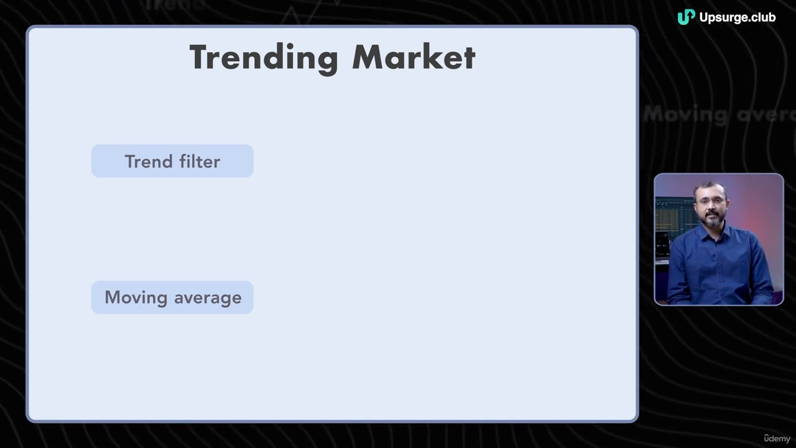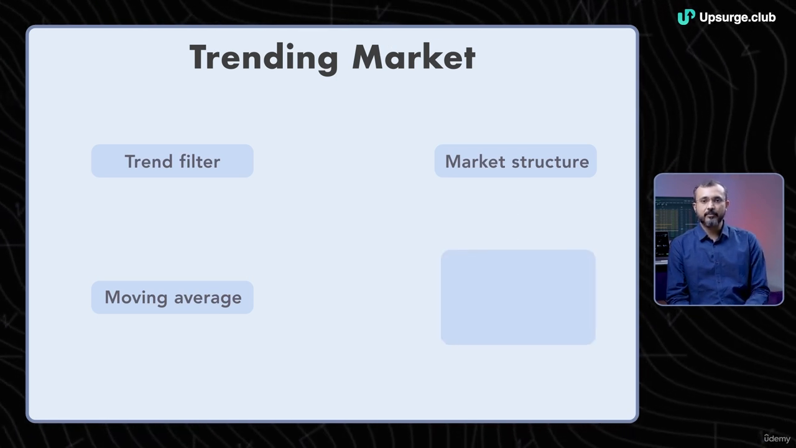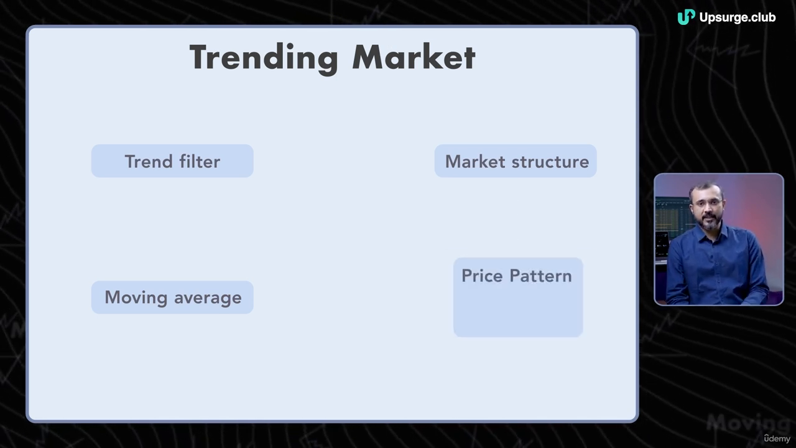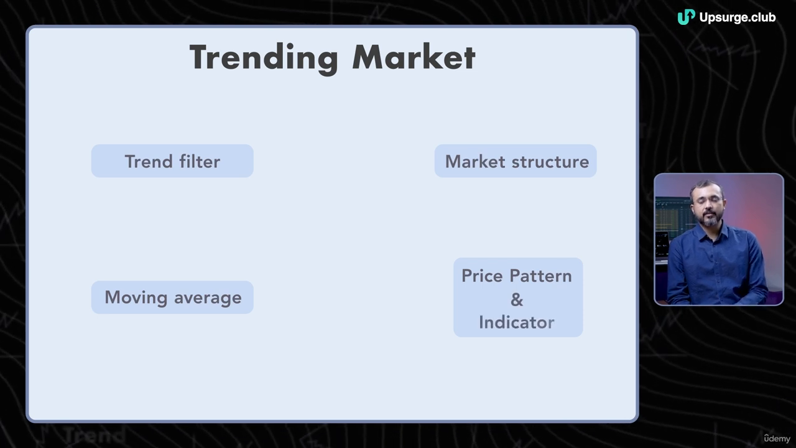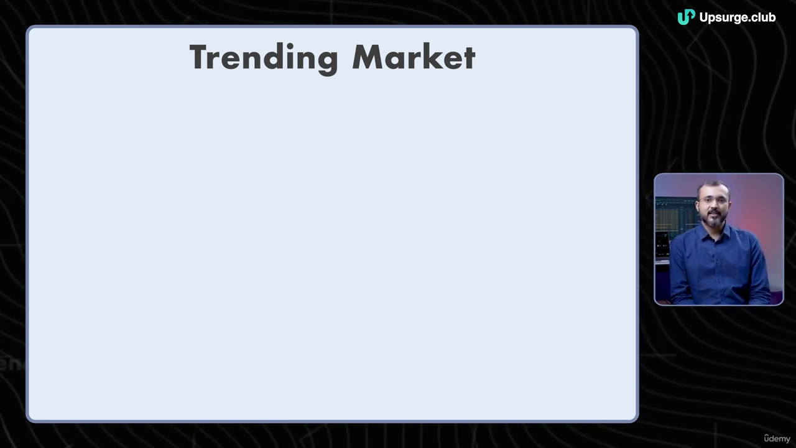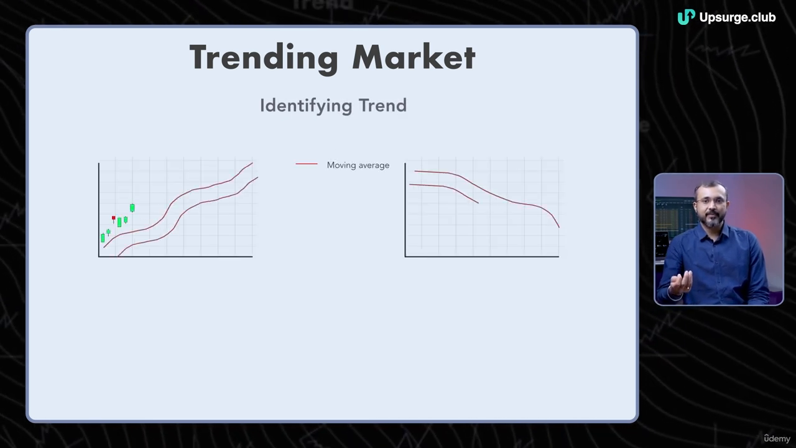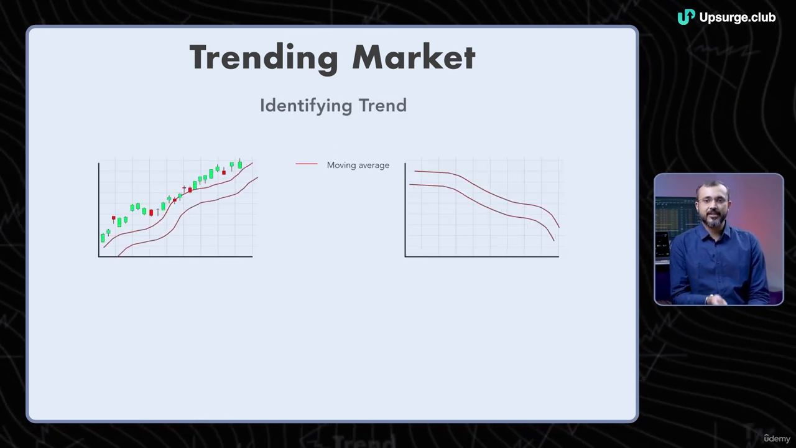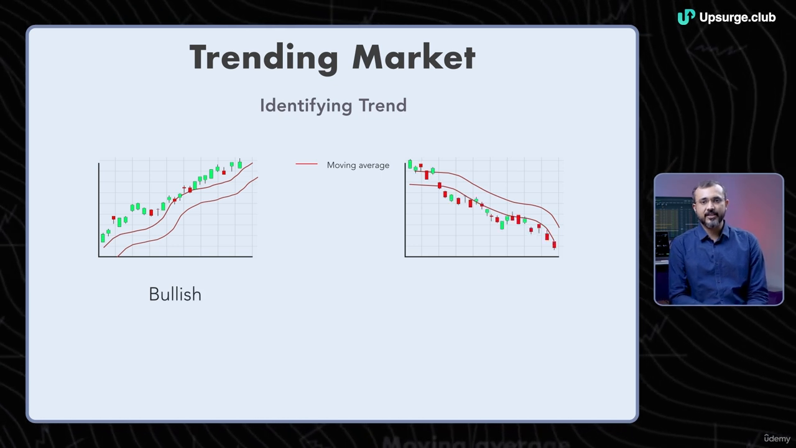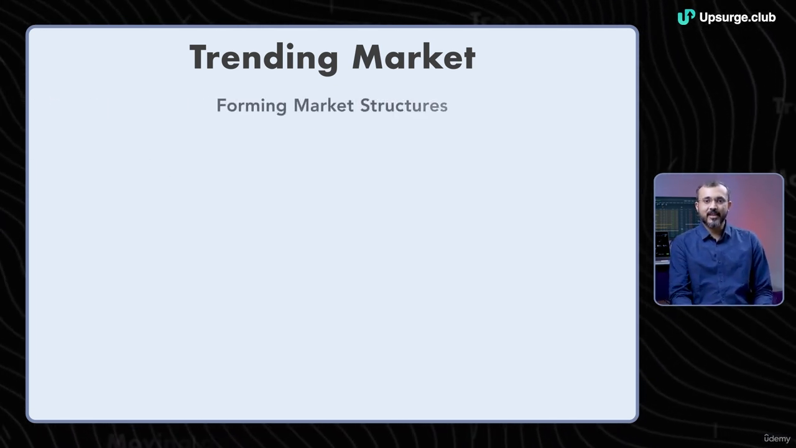The second data set is through market structures. That means we are going to combine price pattern, which is market structure, with indicator, which is the first derivative of price. So as a rule, when we are identifying trend, we see moving averages. If price is trading above moving average, trend is bullish. Price trading below moving average, trend bearish. It's very clear.